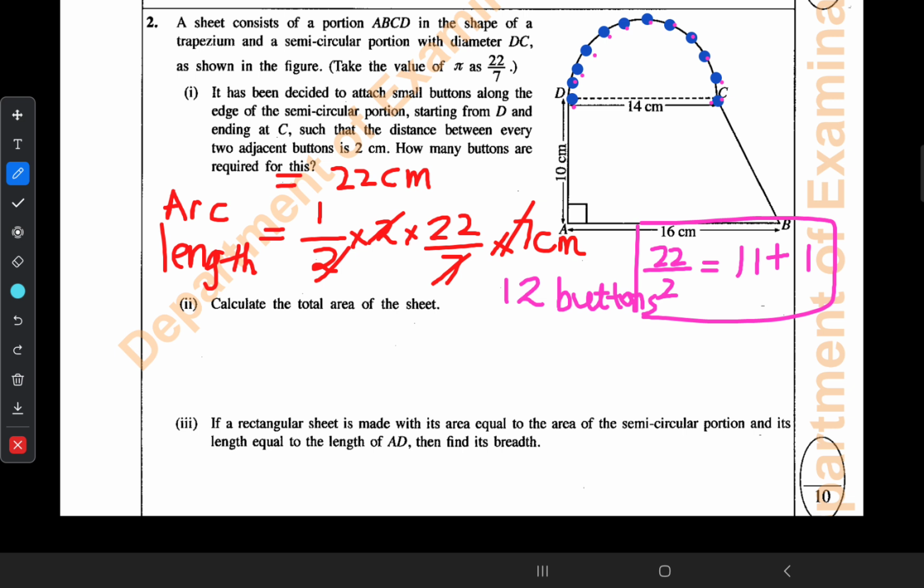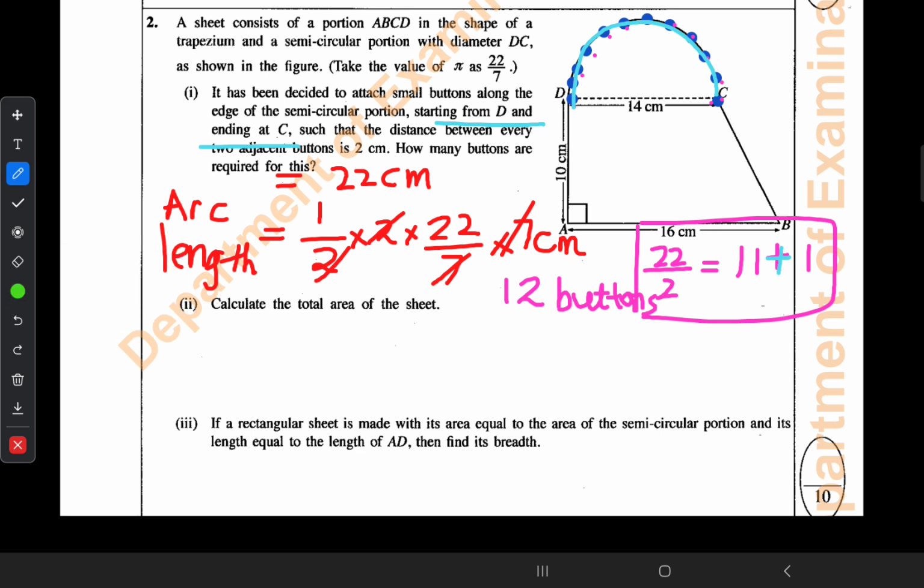Hiddenly they asked you to find the arc length. Okay, you should find the arc length somehow. Then with the division of arc length, they clearly mentioned starting from D ending at D. So you should add one more. There are two ends, no? So you should add 2 minus 1, that would be 1. So totally there are 12 such buttons.